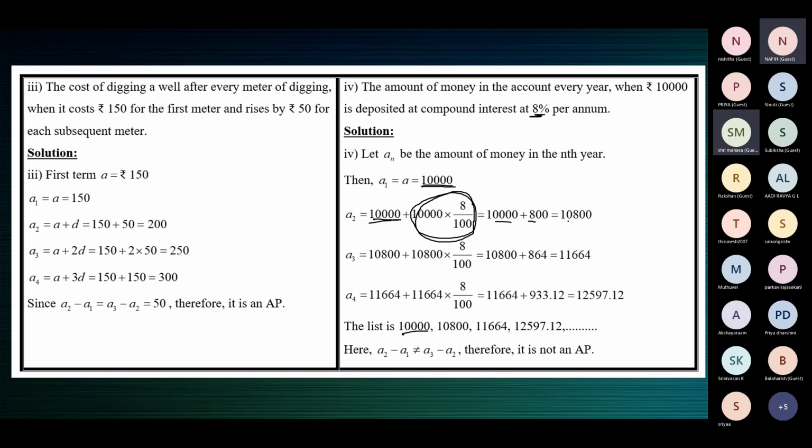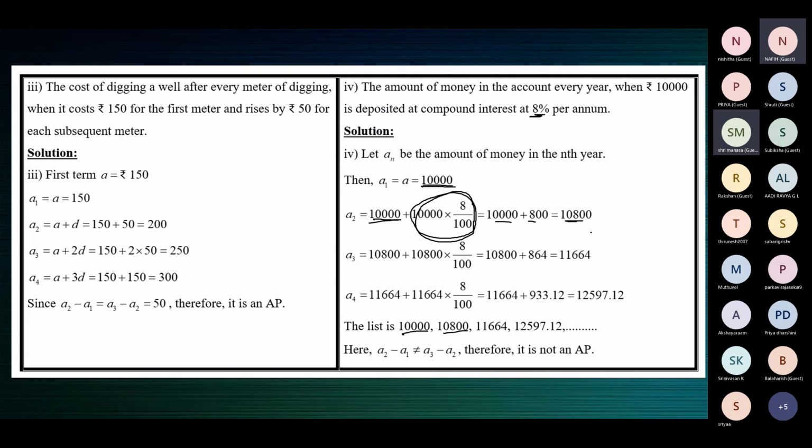So that means at the beginning of the next year, in my account, I'll find 10,800. I'm happy. This year, 10,000. Next year, when I check my balance, it's 10,800. The bank has given me 800 rupees as interest for holding 10,000 in that bank for 1 year. So this will be the second term in the sequence.